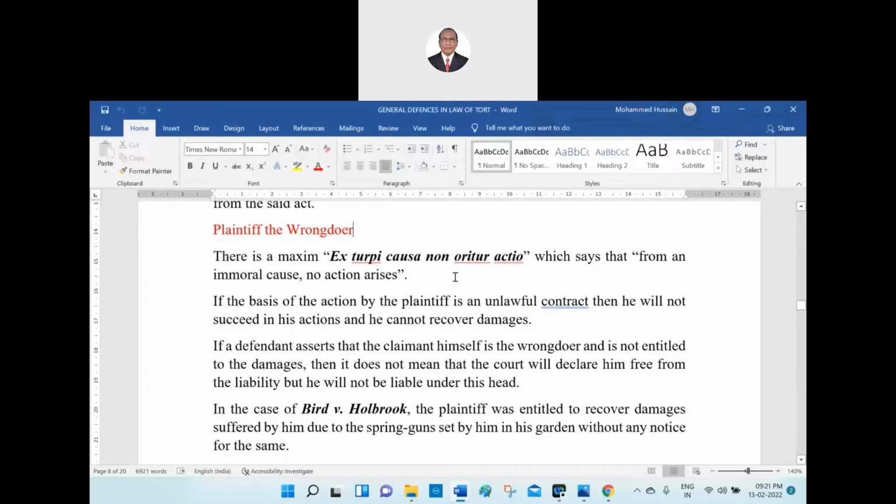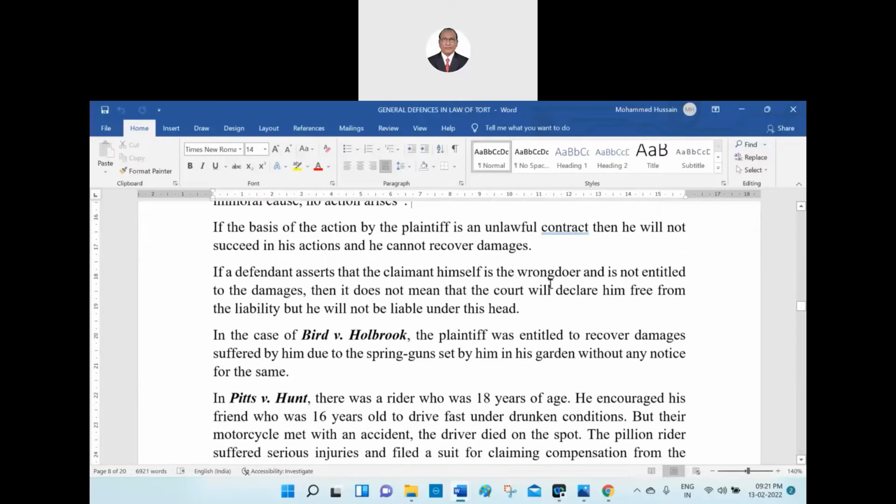That is the equivalent. Suppose you could not know ex turpi causa non oritur actio, at least you write the English equivalent. What is the English equivalent? Can you repeat once again, sir? From an immoral cause no action arises. So if the basis of the action by the plaintiff is an unlawful contract, then he will not succeed in his action and he can't recover the damages, because it is an unlawful contract.